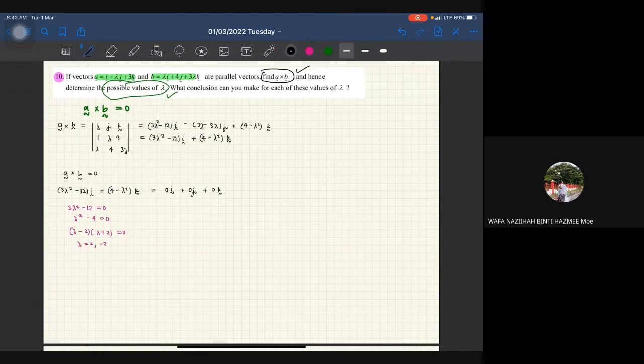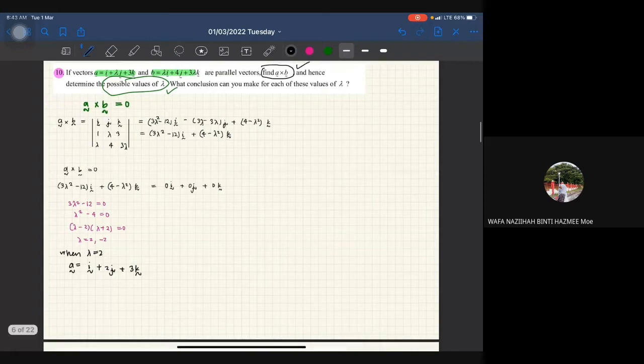Okay, so we have A is equal to I plus lambda yang pertama, when lambda is equal to 2, so we have 2J plus 3K. That is for vector A, and then for vector B, we will get, so lambda I is 2I plus 4J plus 3 lambda K. So 3 times 2 is 6. Okay, that is for when lambda is equal to 2.